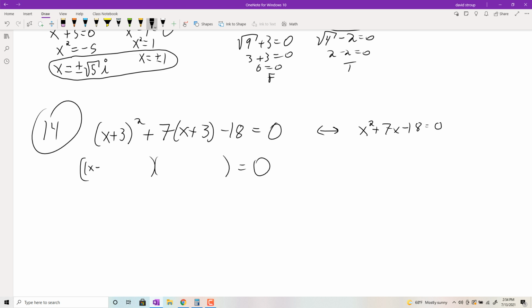I'm going to put x plus 3 here and x plus 3 here. And then I need plus minus, and then two numbers that subtract to give me 7, but multiply to give me -18. So it'd be 9 and 2. The bigger one has to be positive. And then you just take them, set them equal to 0. You don't need the parentheses at this point.